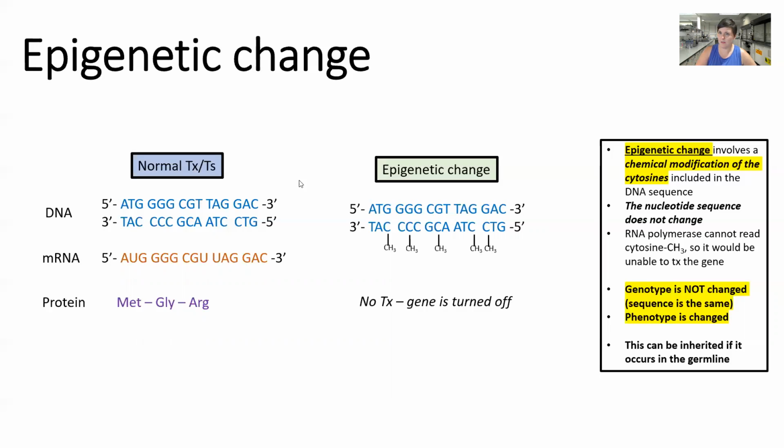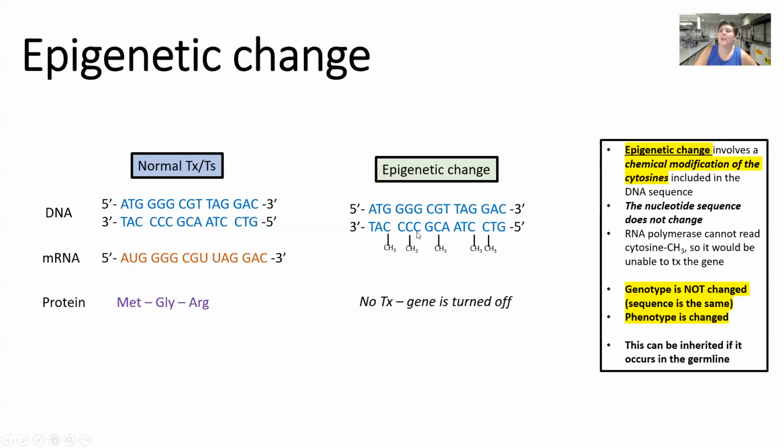And you can see that with epigenetic changes, our nucleotide sequence is not changed. Here, with normal transcription and translation, you have TAC, CCC, GCA, ATC, CTG. Here, you have the exact same sequence, TAC, CCC, GCA, ATC, CTG. The sequence of nucleotides has not changed. That means that with epigenetic changes, your genotype is unchanged.